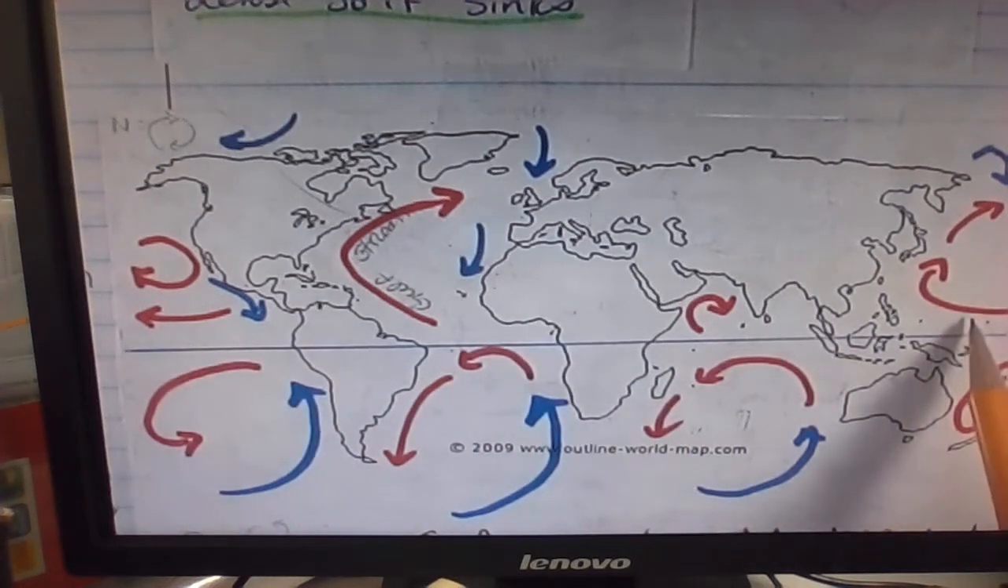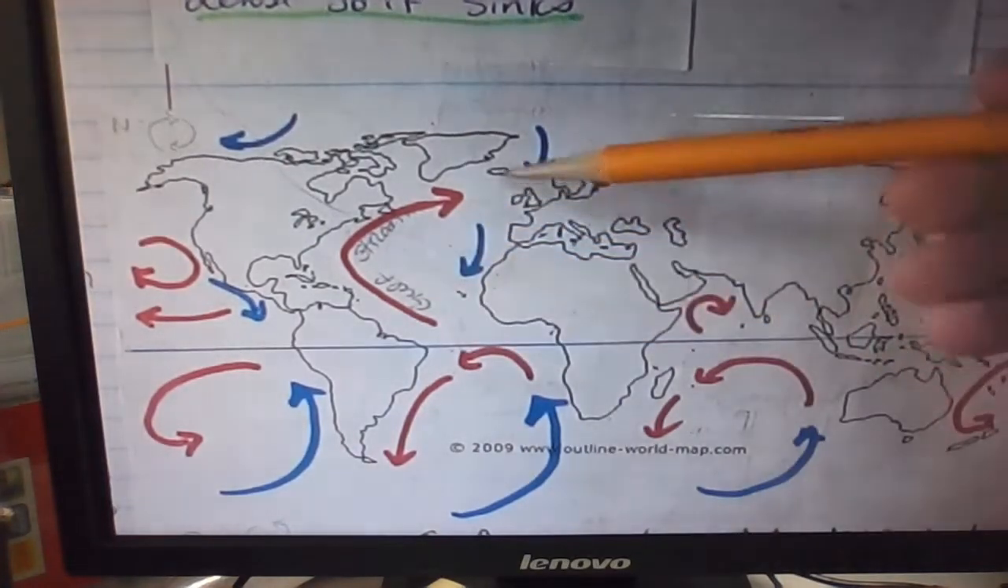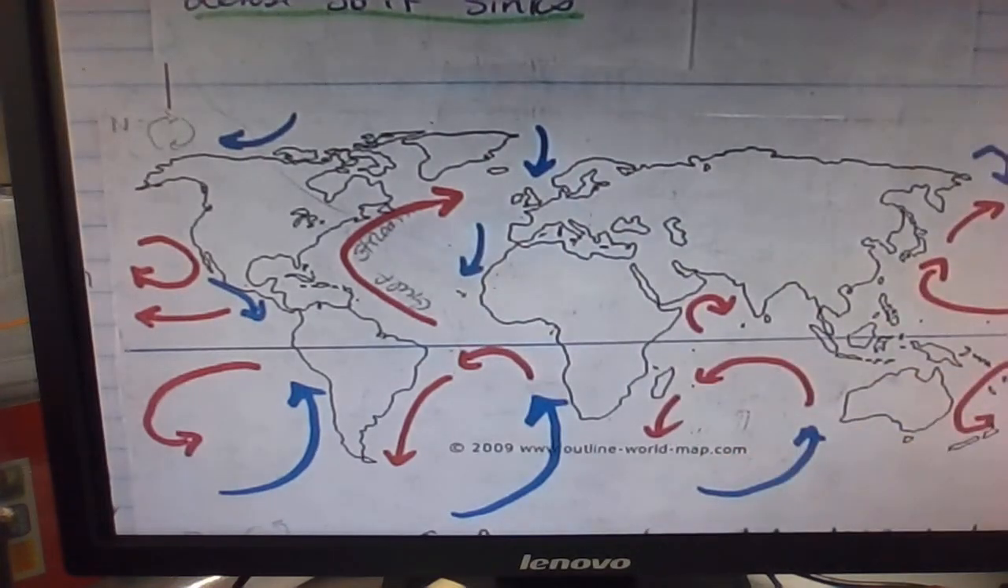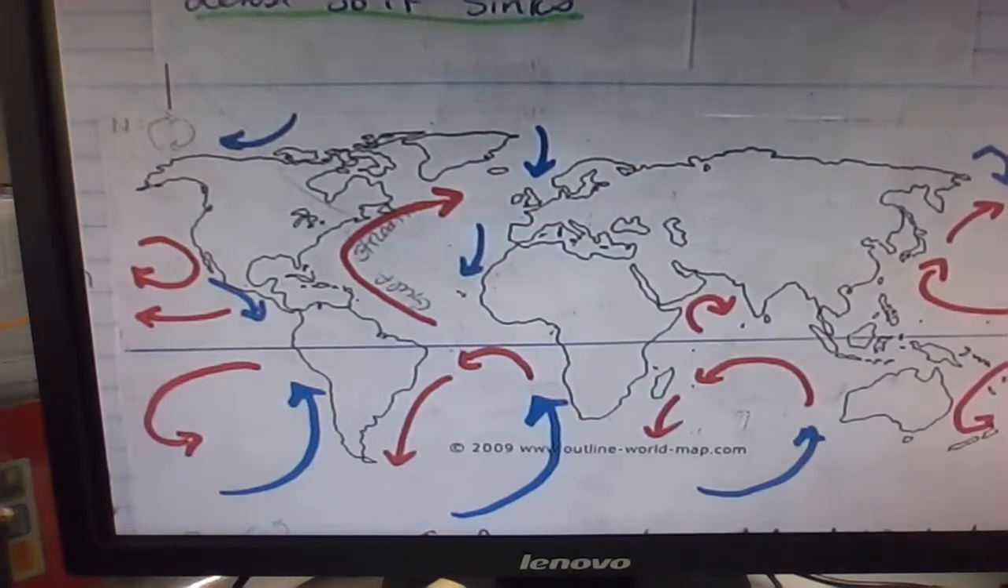Go ahead. I don't think we have an equator drawn on ours, do we? Make sure you draw an equator, because notice how these currents turn differently in the northern hemisphere than they do in the southern hemisphere. In the northern hemisphere, they're moving clockwise. In the southern hemisphere, they're moving counterclockwise. Our convection currents are moving in different directions.